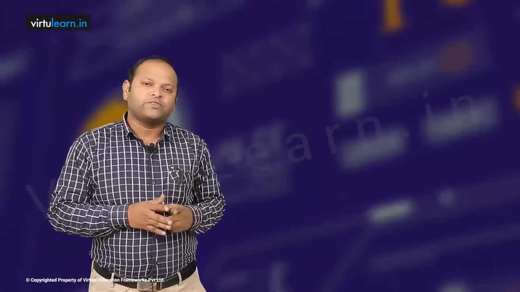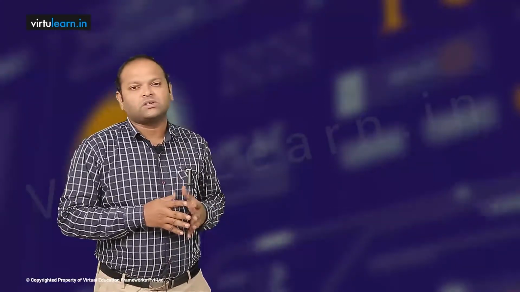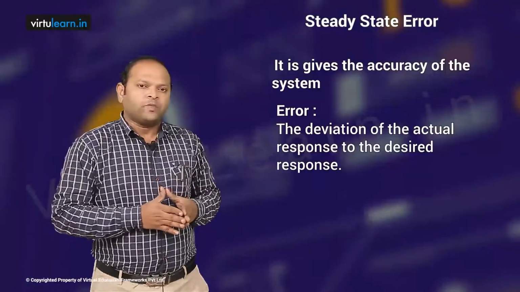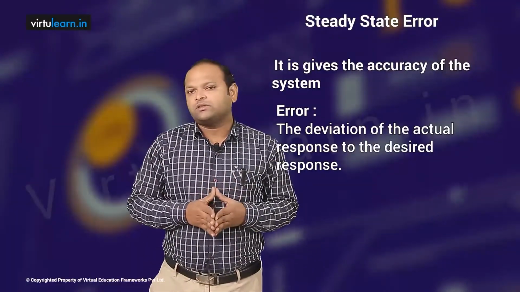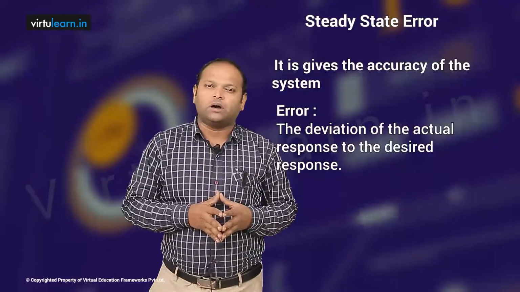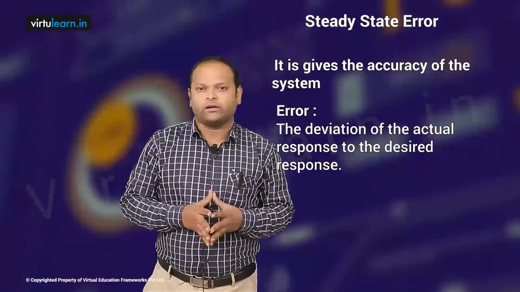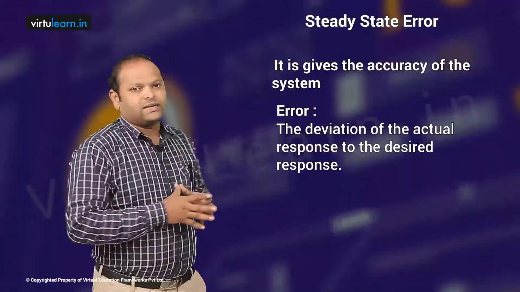As we know, time response has two parts. One is transient response, the other one is steady state response. So all the time domain specifications that we have seen are transient response time domain specifications. There is only one specification in steady state response, that is the steady state error. Steady state error gives the accuracy of the system, how accurate the system is. So we'll see what the steady state error is.